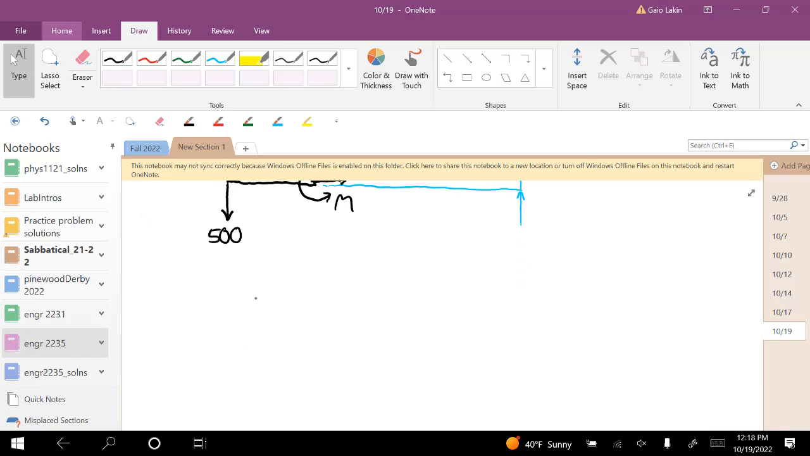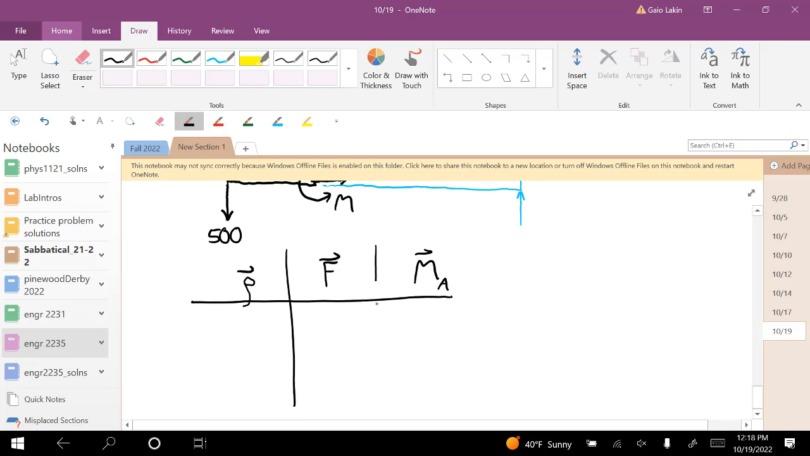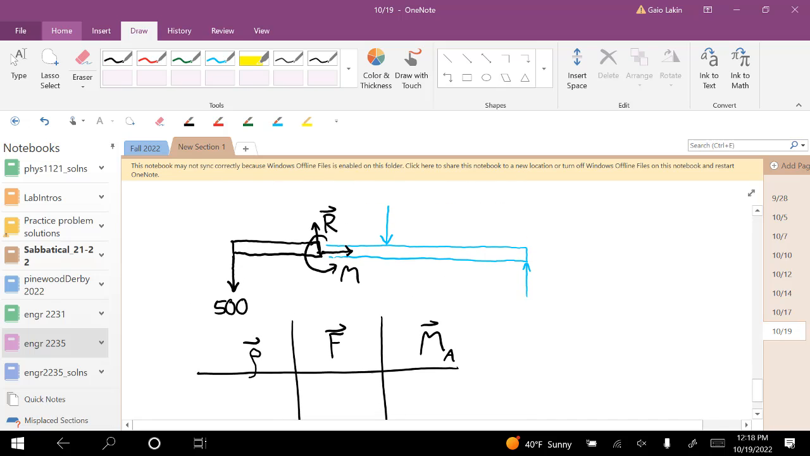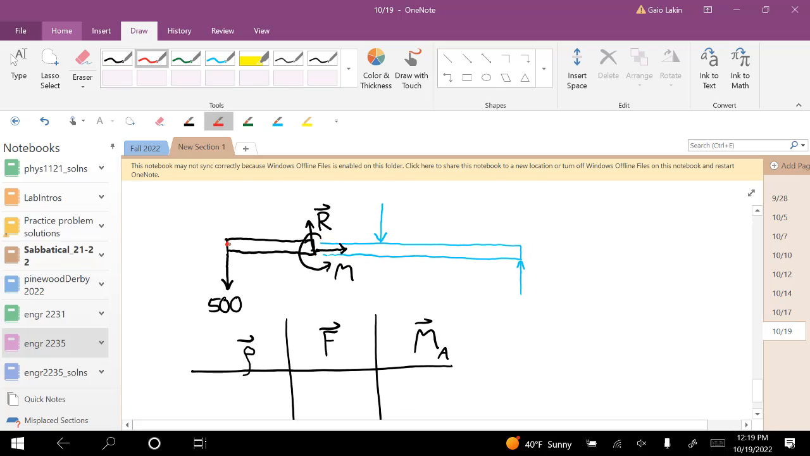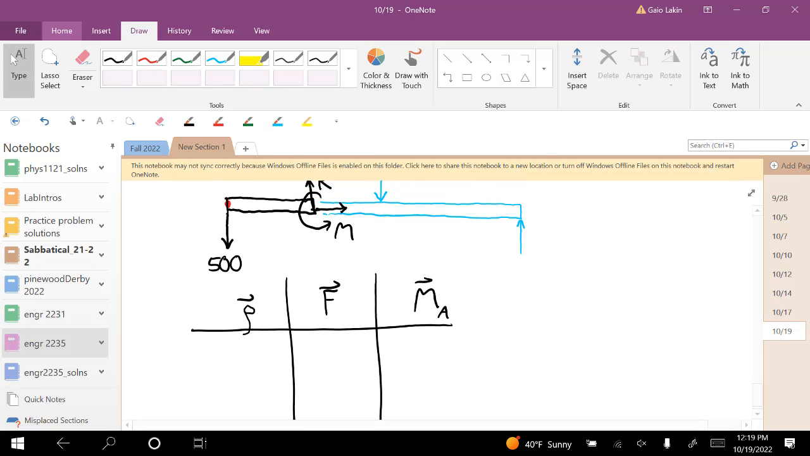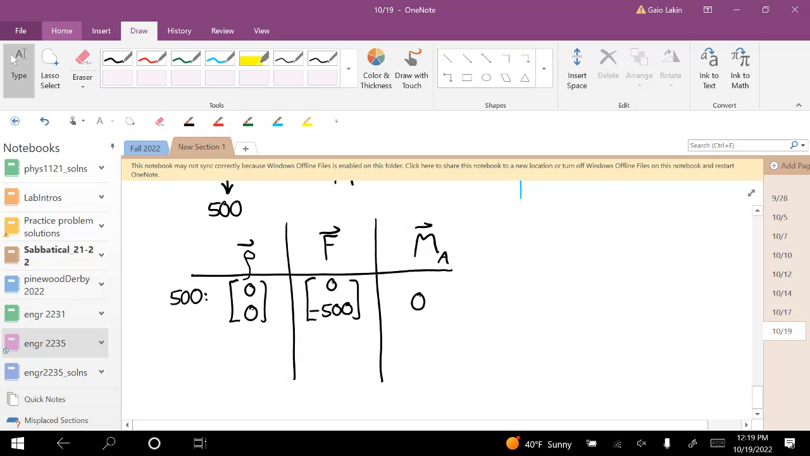And now we can write out the table, because this is just a rigid body statics problem. I'll use this as the about point. And so for the 500 Newton force, the rho vector is 0. The force vector is 0, negative 500. The moment is 0.